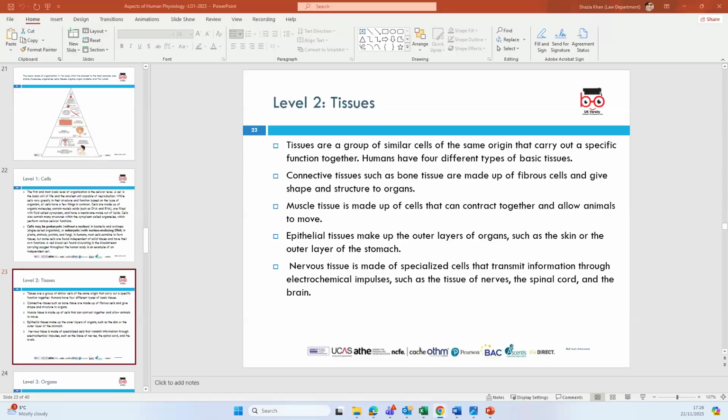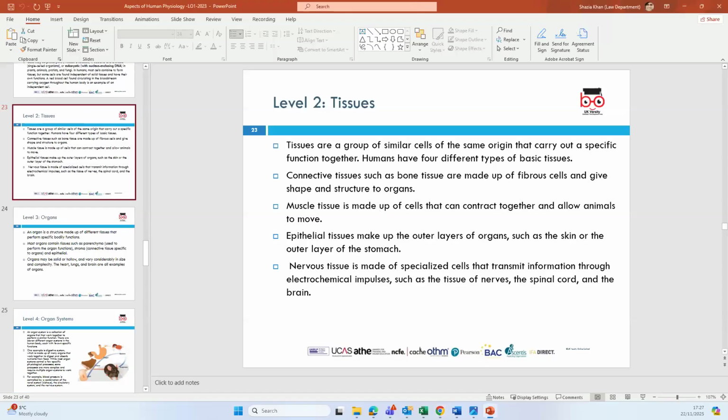Humans have 4 types of tissues, which we went through earlier. The connective tissue, which is the bone, provides structure and support. Then we have the muscle tissue, which is cells that contract and relax and produce movement. Then we have the epithelial tissue, which covers the body surface, such as the skin, and lines internal organs. And then the nervous tissue, which forms the brain, spinal cord, and nerves, sensing stimuli and transmitting electrical signals to control and coordinate the body.